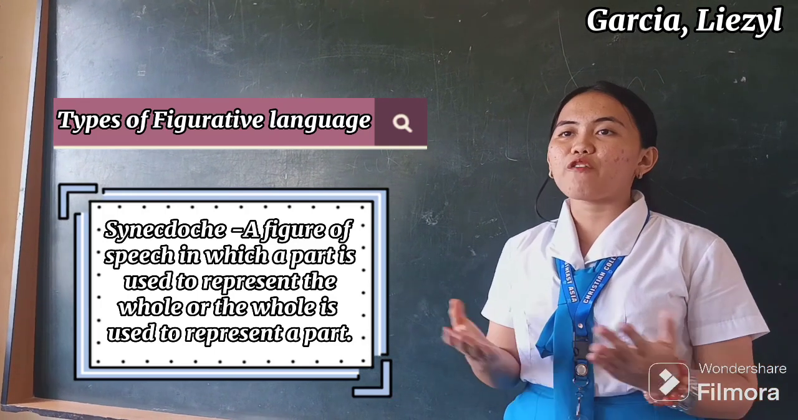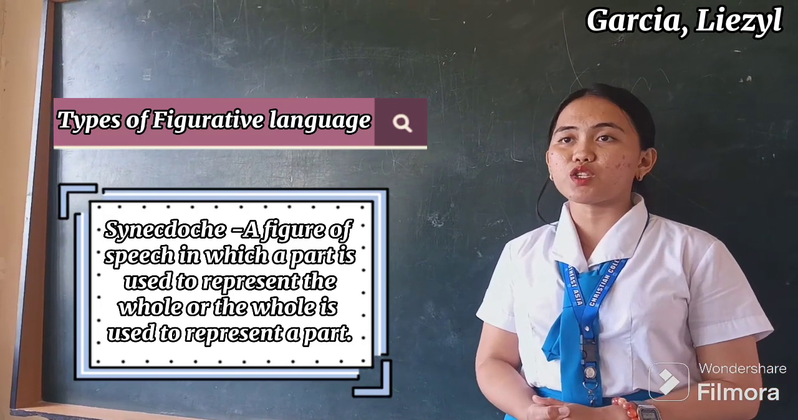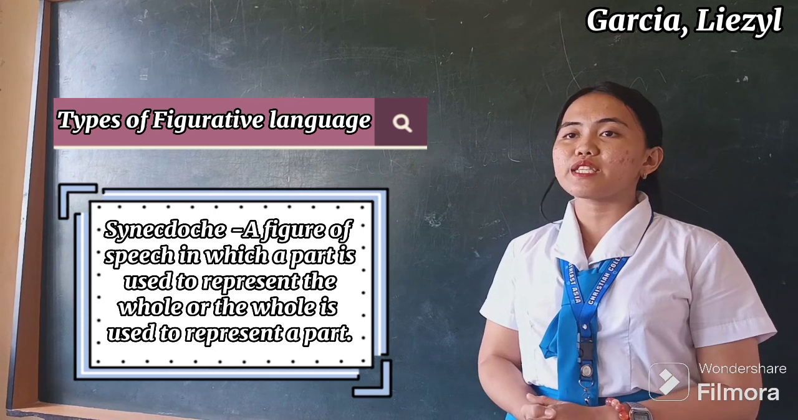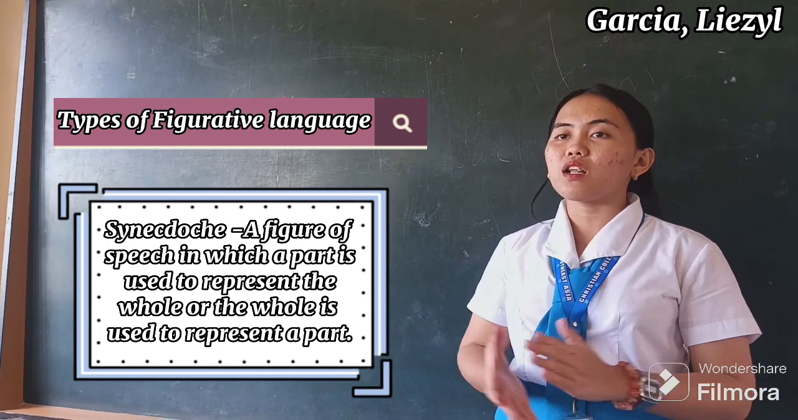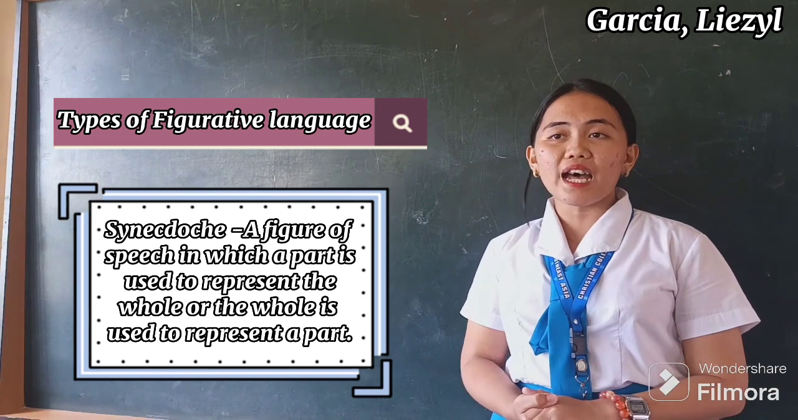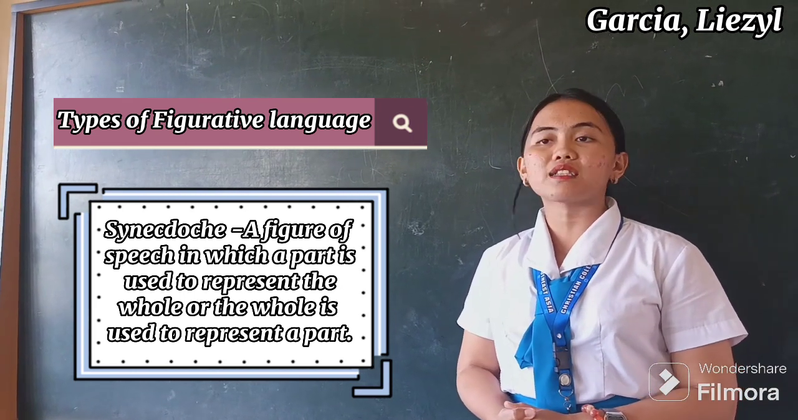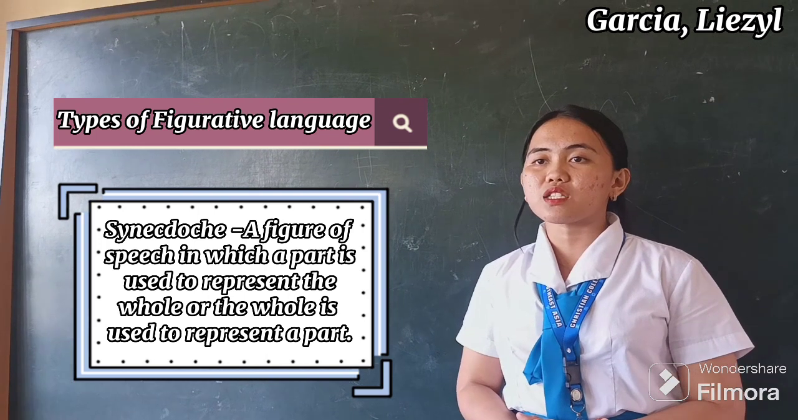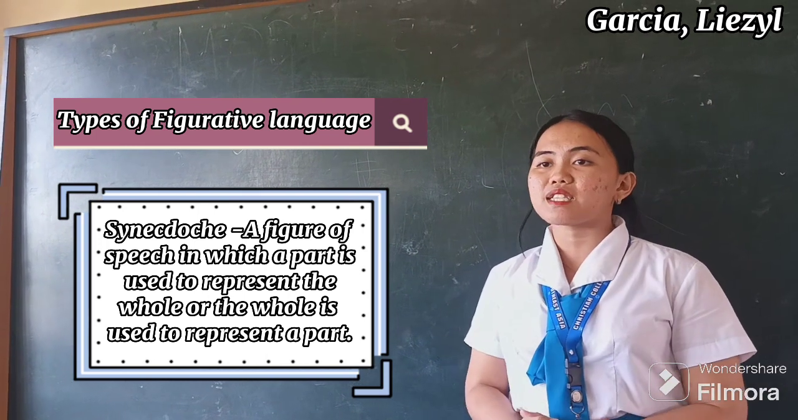Next is synecdoche, a figure of speech in which a part is used to represent a whole or the whole is used to represent a part. Example, she's got an awesome set of wheels. The company needs more hands to complete the project in time. The White House issued a statement today. The captain commands seventy sails.